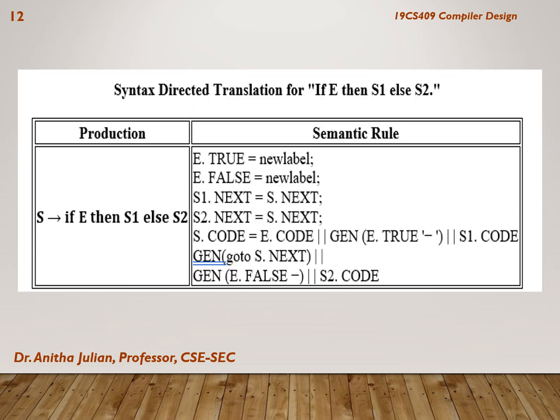The same way we will write the SDT. So here we are creating two labels, one for the true, another for the false. And both of them have to go to the remaining of the program. Either it is true, I will execute S1. If it is false, I will execute S2, and then I have to continue with the remaining of the program. So S1.next is also S.next, S2.next is also S.next.